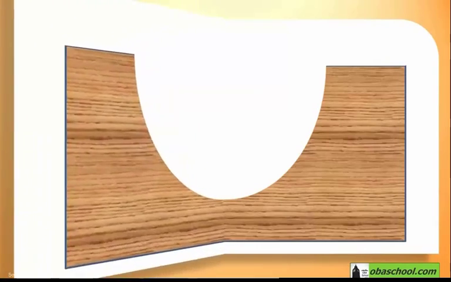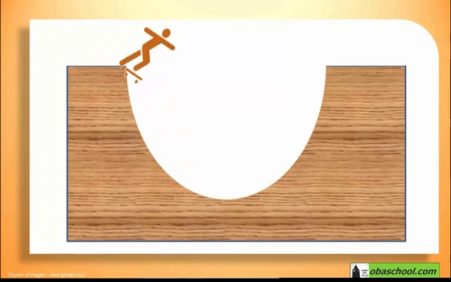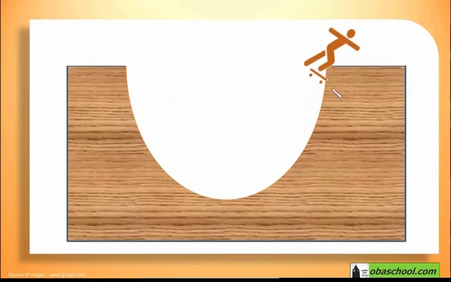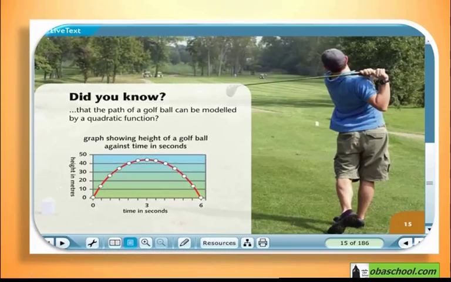Let's take another example. If someone is riding the skateboard, he will go along a curved path as shown. These curves represent the quadratic functions. So we will learn how to form this quadratic equation and will go through its characteristics. Let's take another example. Golf ball. The path of a golf ball can be modeled by a quadratic function.